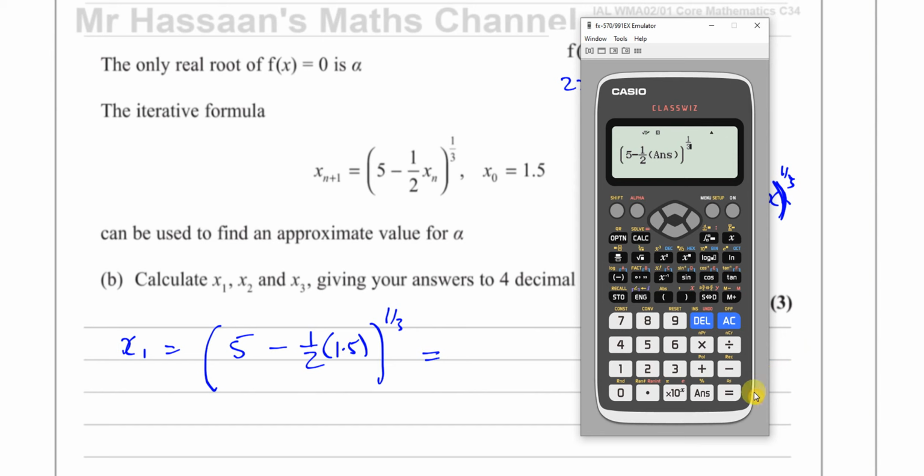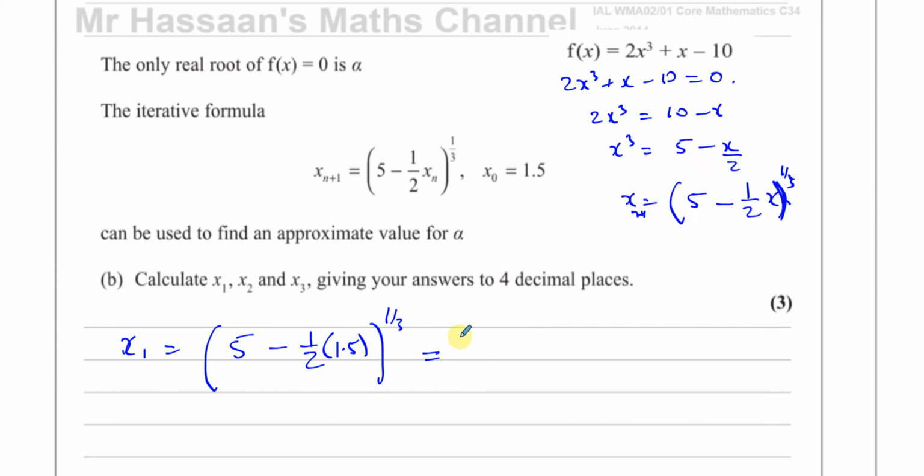Now, when I press equals, that's going to put 1.5 inside this expression, and it's going to give me the answer. When I press equals, it gives me 1.619. It says calculate x1, x2, and x3, giving your answers to 4 decimal places. So I'm going to write this as 1.619805, and then round it.